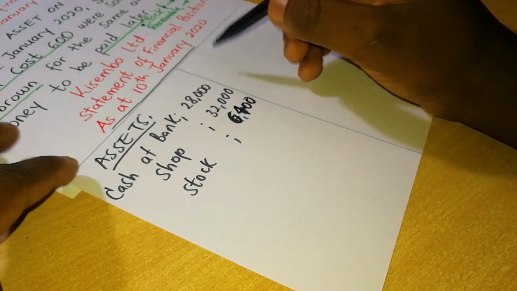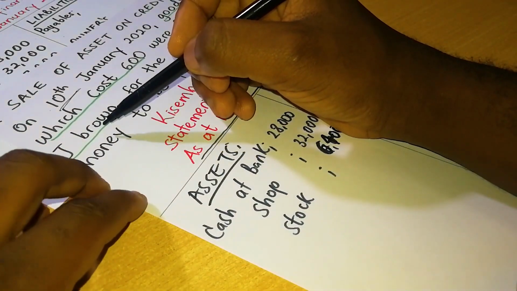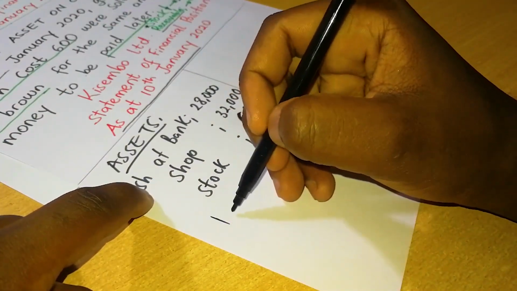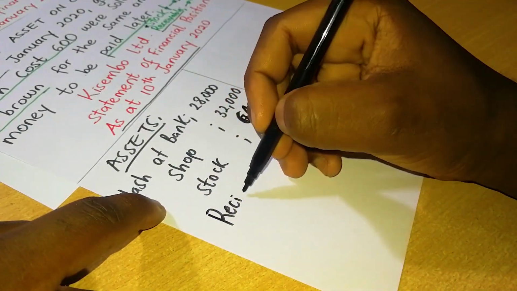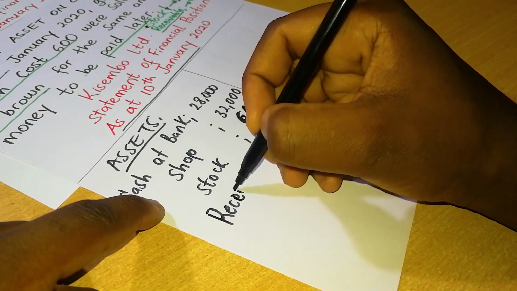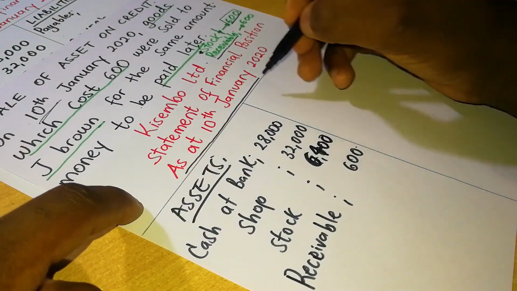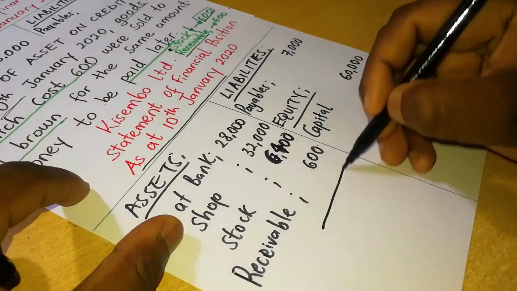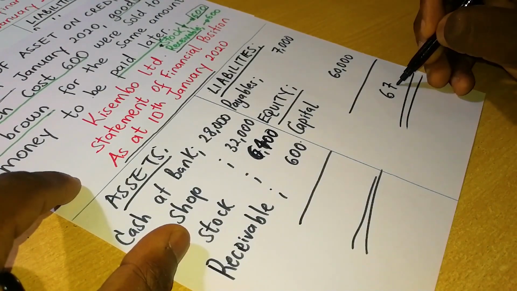6,400 is now our new stock, and now we have a new asset, a receivable, because we sold to J Brown, and J Brown is supposed to pay us later. So we have an asset, a receivable, or you can write here debtor J Brown, but let me just say receivable because the word receivable is more relatable. We are expected to receive cash, and that is an asset. So the receivable is 600, and of course the liabilities remain the same. And of course, if you look at the two sides of this, you find that they are still balancing.